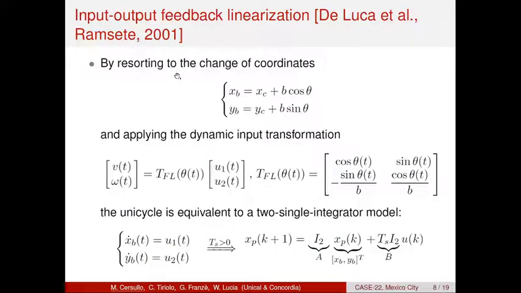By resorting to this change of coordinates and applying the dynamic input transformation, the unicycle model is equivalent to a two-single integrator model. Here, Ts represents the sampling time that is used to discretize the model.